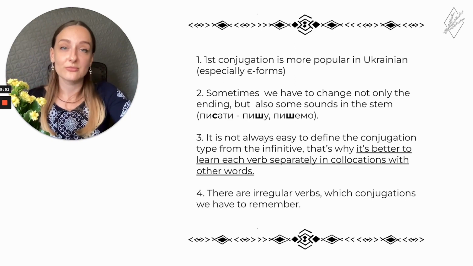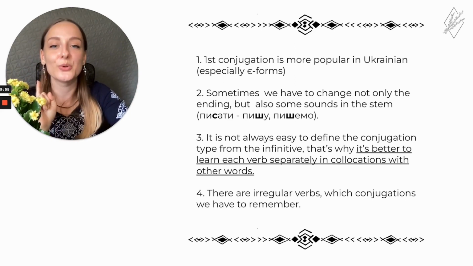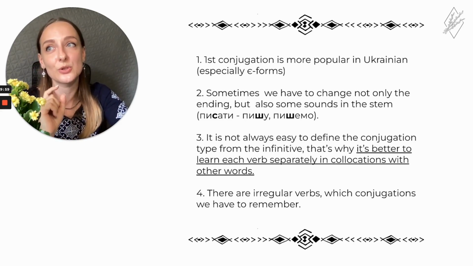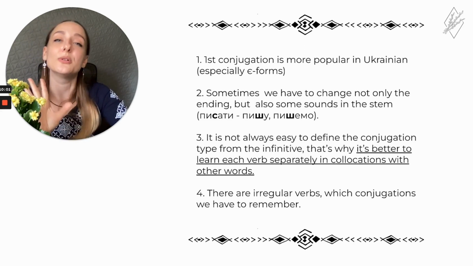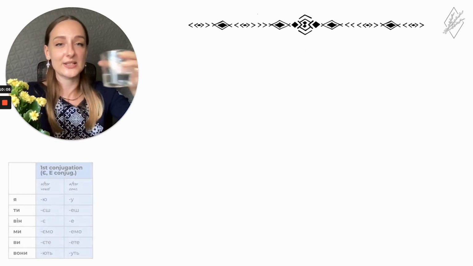And of course, as in any language, there are irregular verbs, whose conjugations we have to remember, like the verbs to be and to eat. We'll talk about them later. So, let's begin.